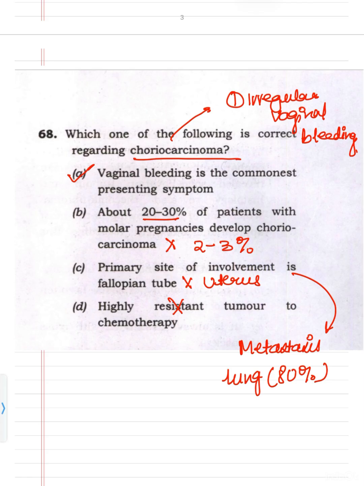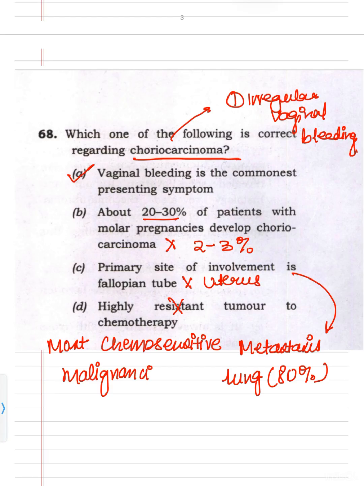Then we have option D, that it is a highly resistant tumor to chemotherapy. No, this is one of the most chemosensitive malignancies in the whole of medicine. In the whole of medicine, if there is any cancer which is most chemosensitive, it is choriocarcinoma.